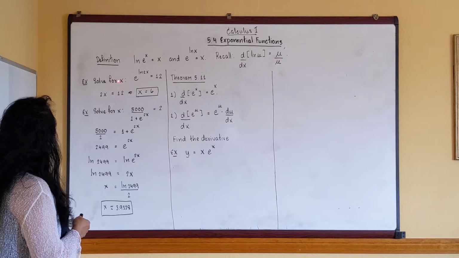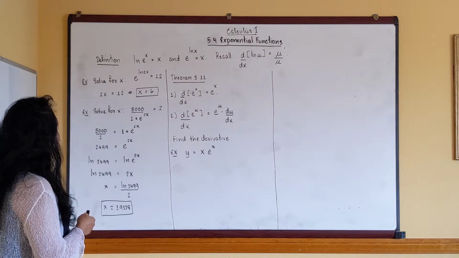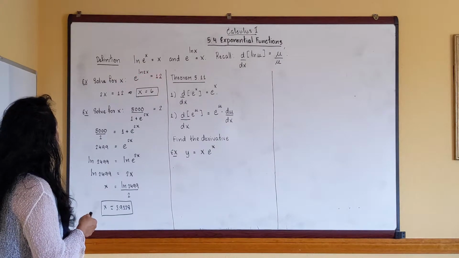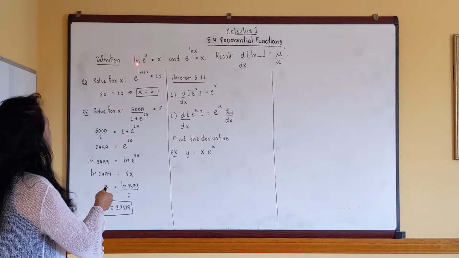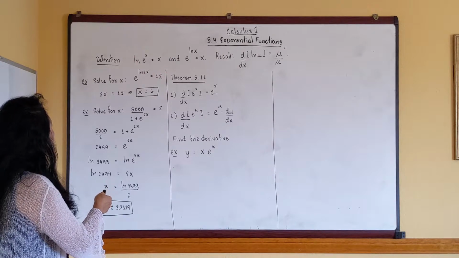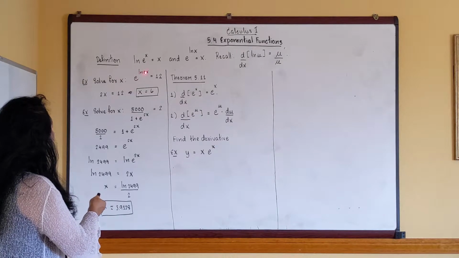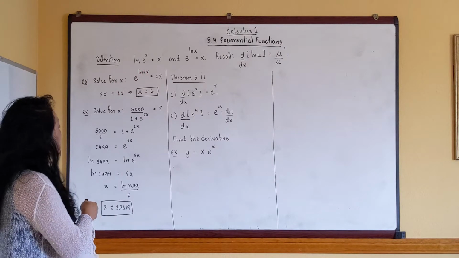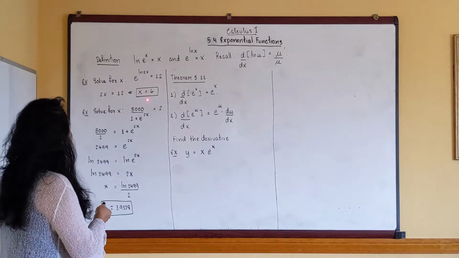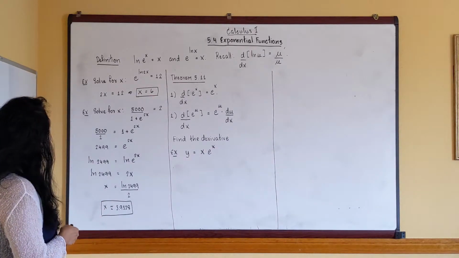We want to solve for x. I have e to the ln 2x equal to 12. So I'm going to use this definition. On the left hand side, I'm going to have 2x equal to 12. Divide both sides by 2, then I have 6. Let's look at the next example.